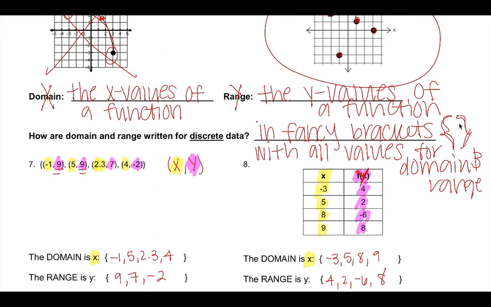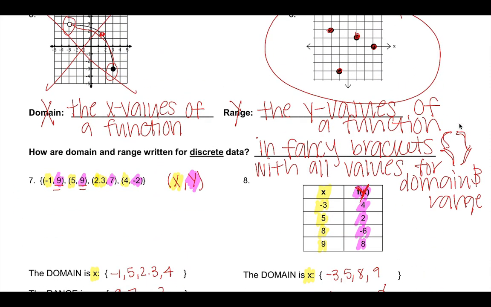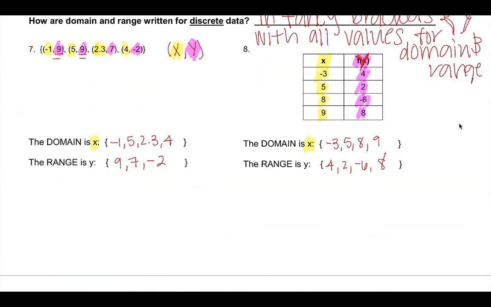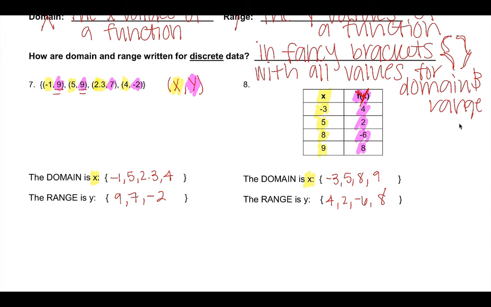Then we kind of talked about domain and range. Domain are X values, range are Y values in a function. And we know how to find those from ordered pairs, tables, mappings, and graphs. The way you write these is with those fancy brackets. You put all your domain values in one and all your range values in the other. If you have multiples, you do not need to list them multiple times. If I had 3 9s, I would not list all 3 9s. I just need the 1 9 because we're just telling what values are there, not how many values.